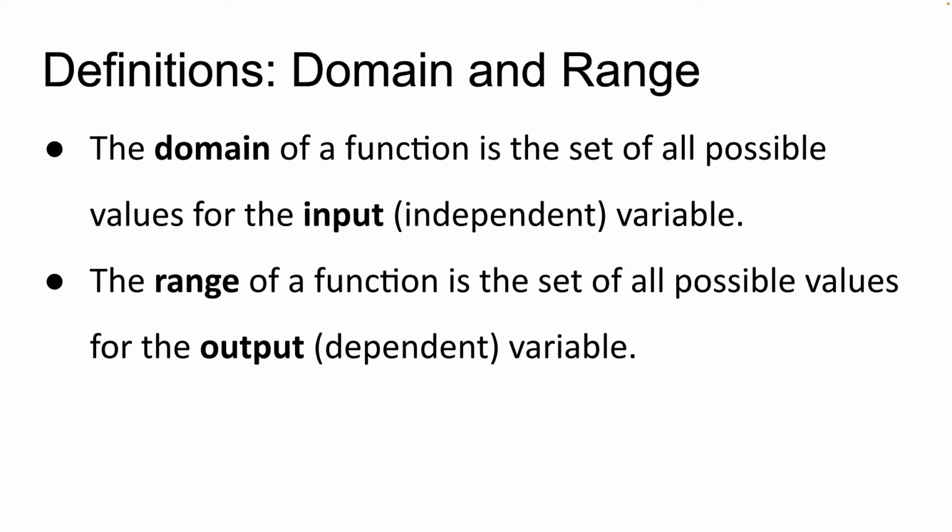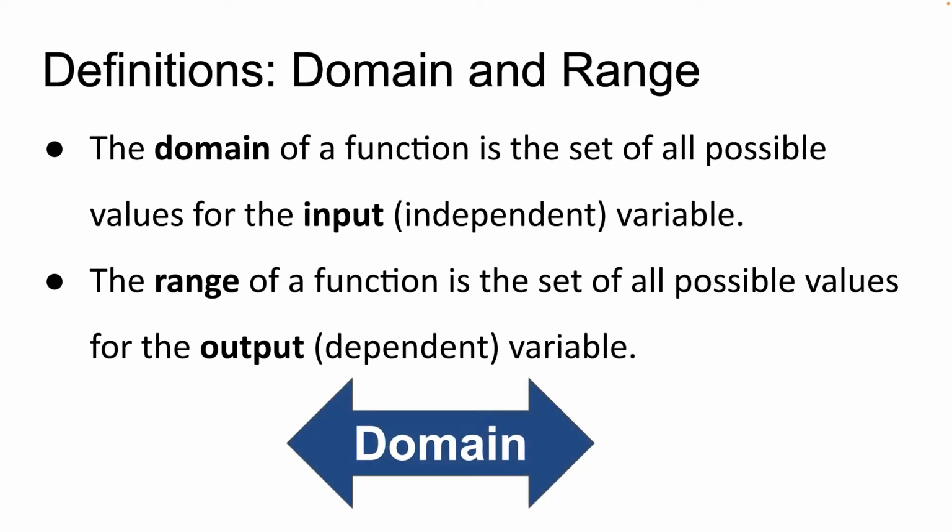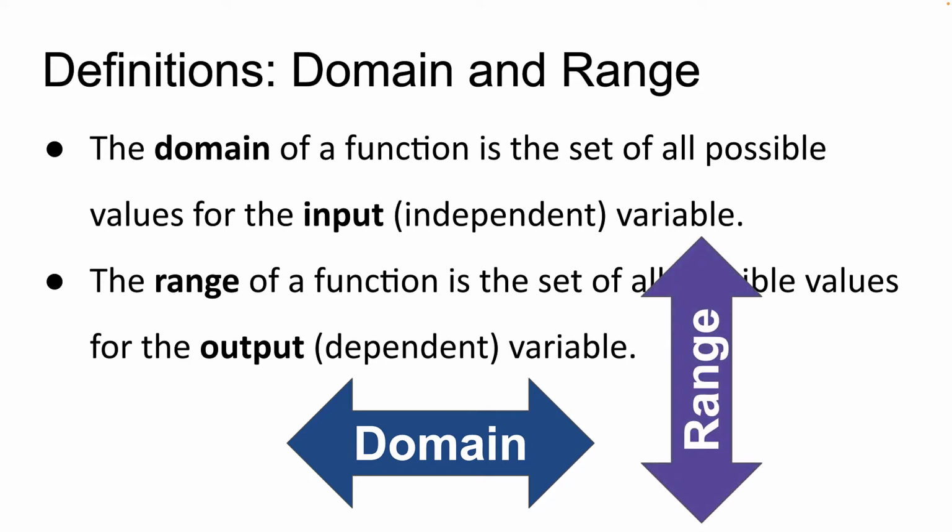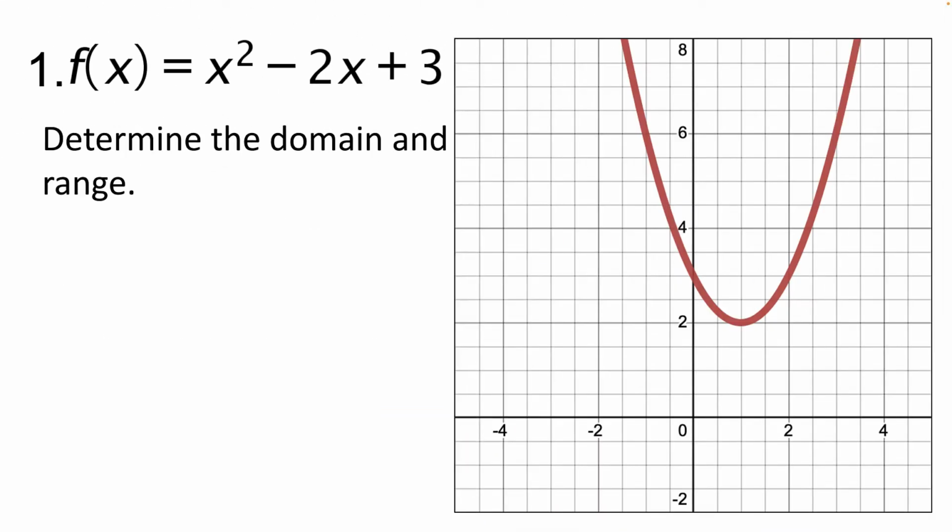The domain describes the x values, which is the horizontal variable in a graph. The range describes the output variables, which is the vertical values of a graph. Let's take a look at our first example. We want to find the domain and range for the function f of x equals x squared minus 2x plus 3. I have part of the graph here for us.